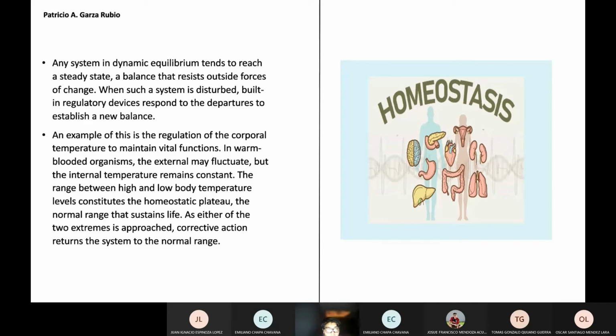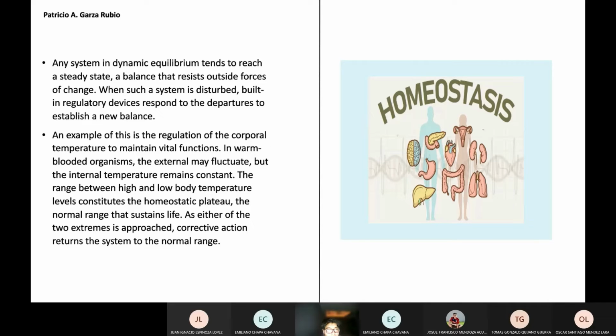Any system in a dynamic equilibrium tends to reach a steady state, a balance that resists outside forces of change. When such a system is disturbed, built-in regulatory devices respond to the departures to establish a new balance. An example of this is the regulation of the corporal temperature to maintain vital functions.